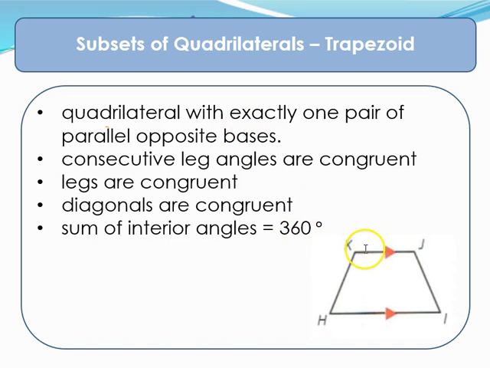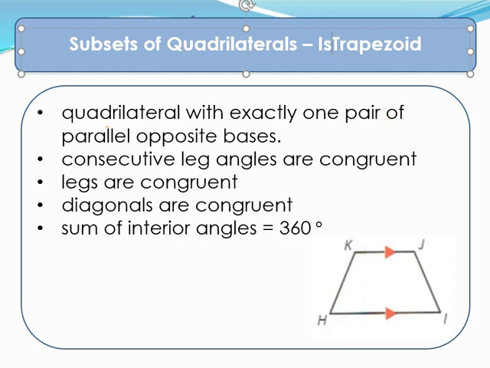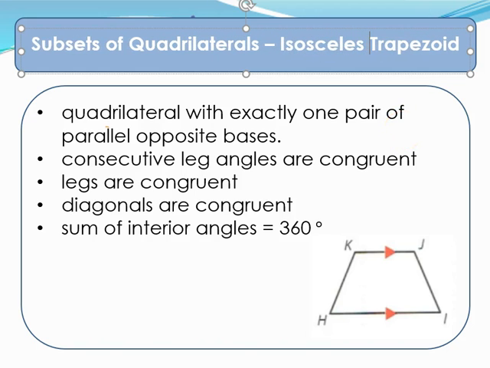Now we have the isosceles trapezoid, and let me correct my slide right now. It has the 1 pair of parallel sides. They're at opposite bases. And because they're opposite, we also have some congruent sides going here. So let's show our marks of congruency. KH is congruent to JI.